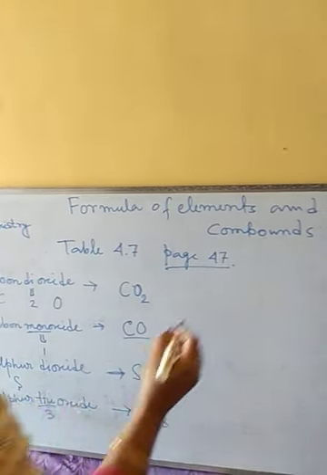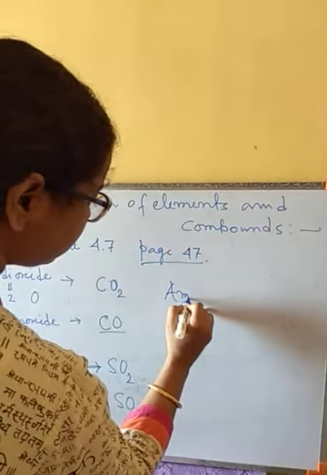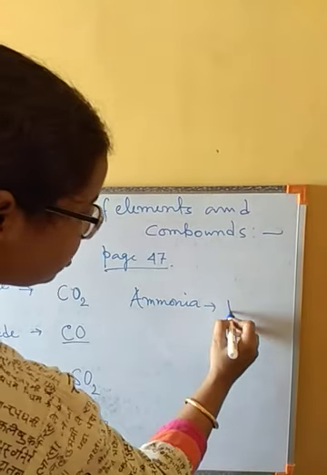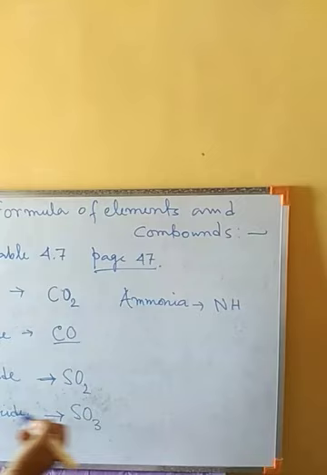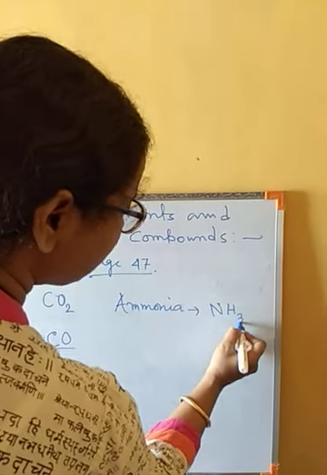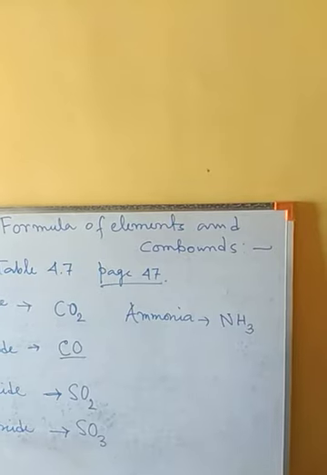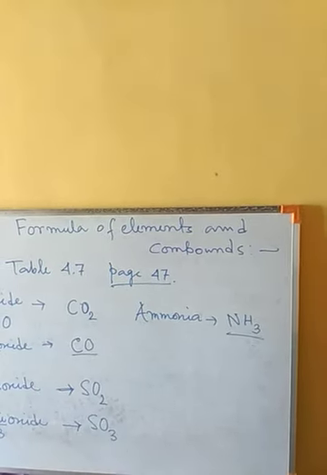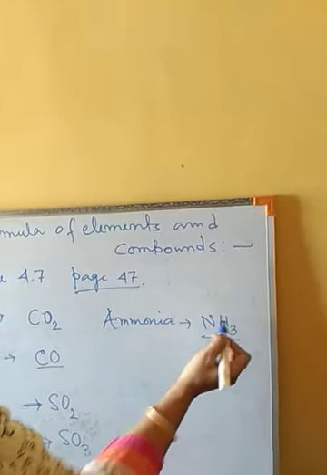Formula of ammonia. Here nitrogen and hydrogen, these two elements are present, and with one nitrogen 3 hydrogens are combined. So NH3 is the formula of ammonia.